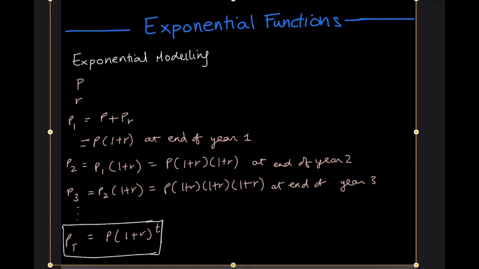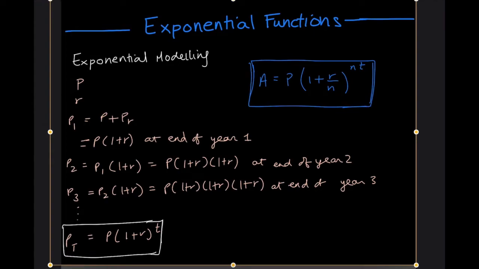let's write it up here. The account balance after T years, when you compound more frequently, would be P times 1 plus R over N, to the power N times T. This is kind of our golden formula for any interest question, where T is the number of years and N is the frequency of compounding the interest.